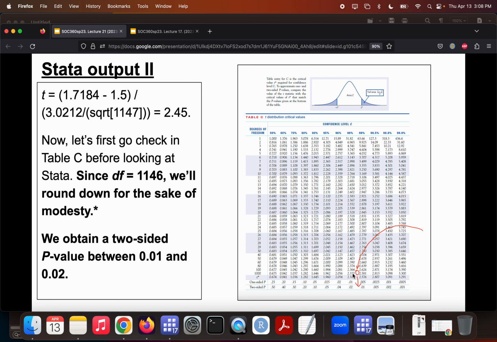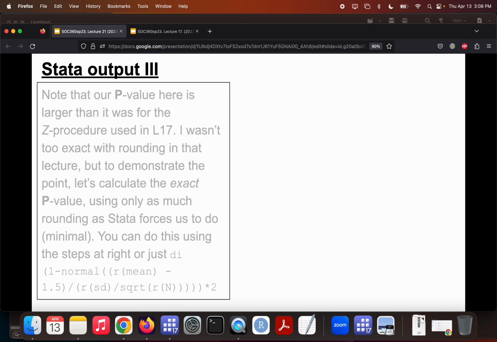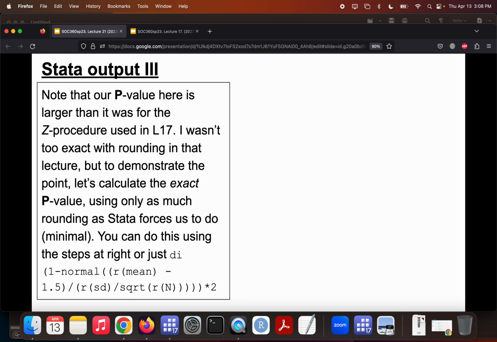We locate the test statistic between 2.33 and 2.581. Then we find that it's located between a p-value of 0.01 and 0.02, same as we found before. Note here that our p-value is larger than it was, or it will be larger than it is for the Z procedure used in lecture 17.